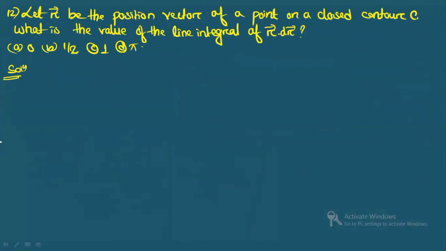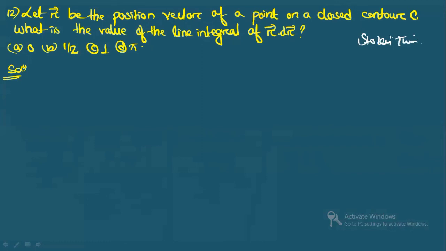Now you see, let r be the position vector of a point on a closed contour C. So what is the value of the line integral? So r is the position vector of a point on a closed contour, and you have to find the value of the line integral. So this is just the Stokes theorem, right?